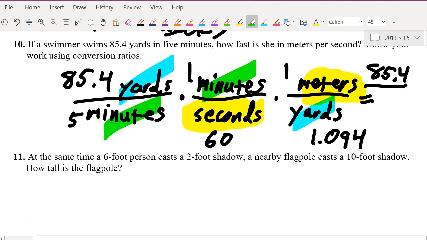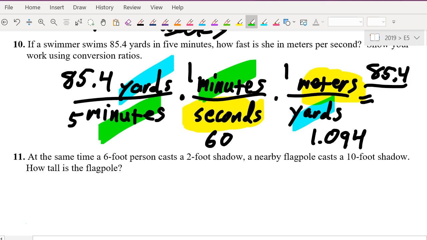All right. So we knew that minutes was in the denominator, the bottom here, right? So therefore we had to put minutes in the numerator. Okay, so this is really important that you have this. Do you have a pencil?